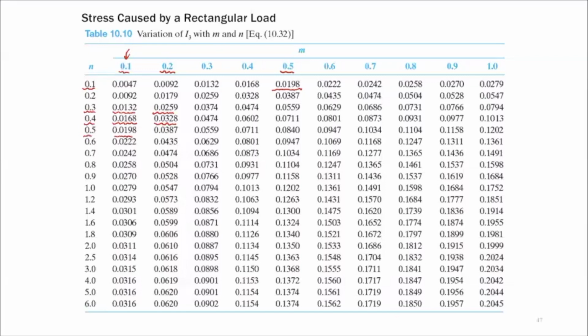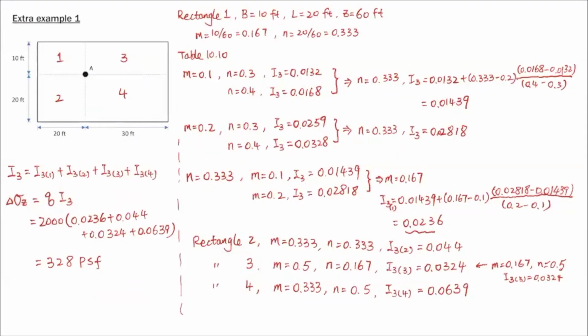Any questions for this example? Again, as I mentioned at the beginning, the main reason I picked this example is because it involves reading I3 values not in that table, so it involves multiple linear interpolations. It also involves using figure 10.24 to read I3 directly from the graph.